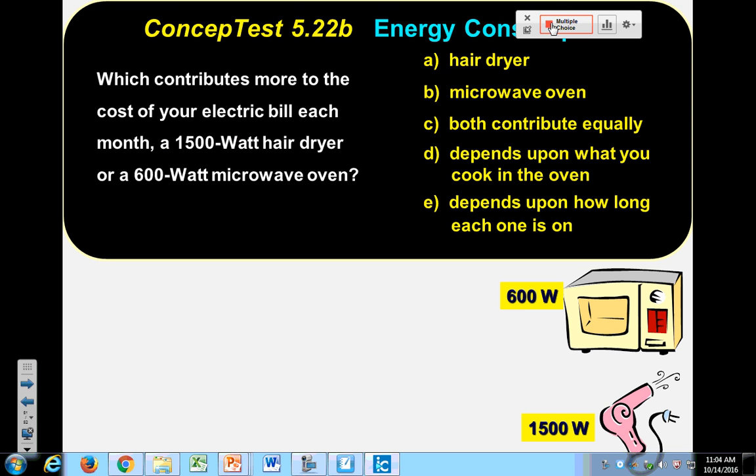Okay, which contributes more to your electric bill each month, a 1,500 watt hairdryer or a 600 watt microwave oven? I'm going to stop at 40. Stopping at 40, just 5 more seconds.